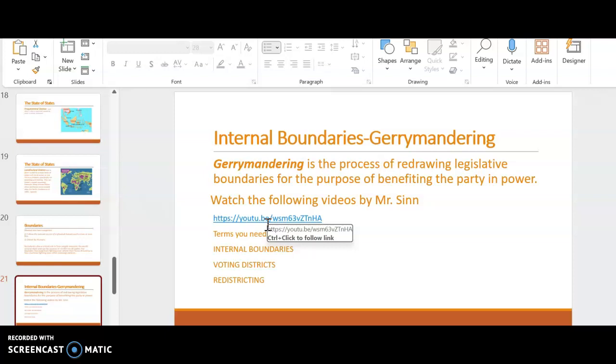The Voting Rights Act of 1965 is something else that we will talk about, but it's super important. It's something that is under attack right now. It is something that you should keep your eye on and understand.